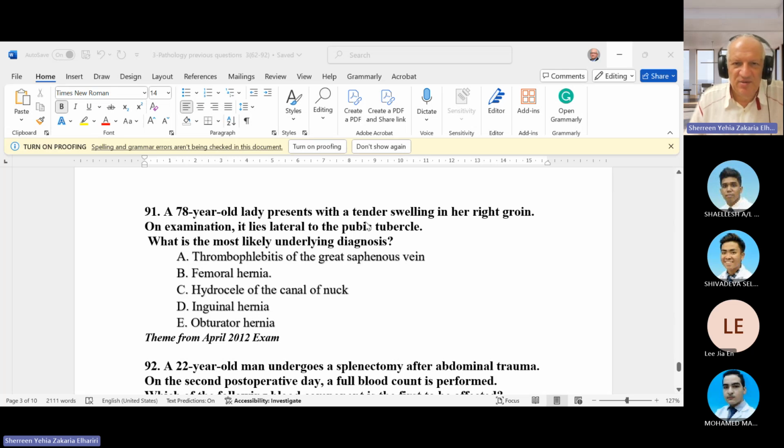A 78-year-old lady presented with tender swelling in the right groin. So old, usually fatty, swelling in the right groin. This swelling is lateral to the pubic tubercle, so it is below the inguinal ligament, lateral to the pubic tubercle. So what is most likely? This is a hernia, and in an old female, the commonest hernia is femoral hernia. Of course, a hydrocele of the canal of Nuck can occur, but in the inguinal region, not lateral to the pubic tubercle. Inguinal hernia is very rare, obturator very rare.